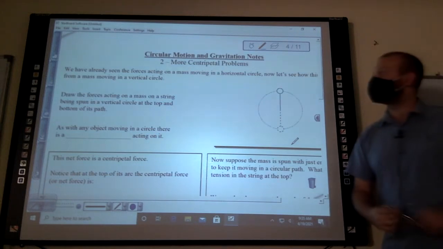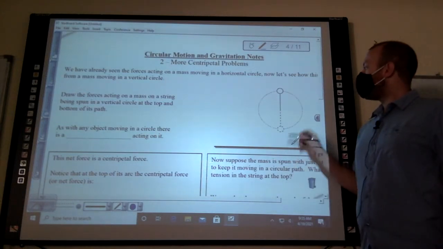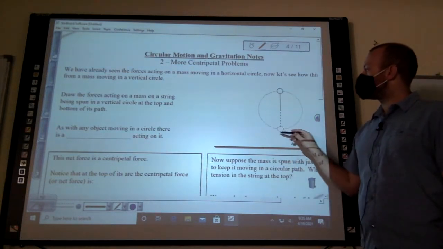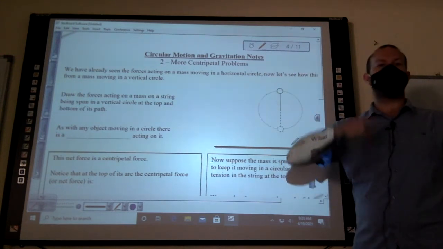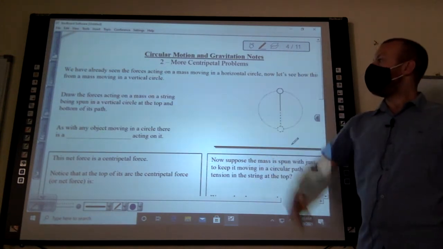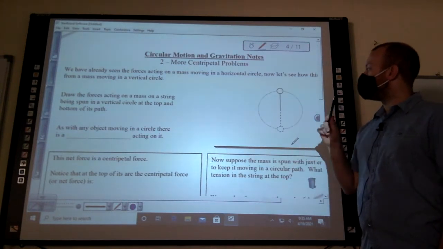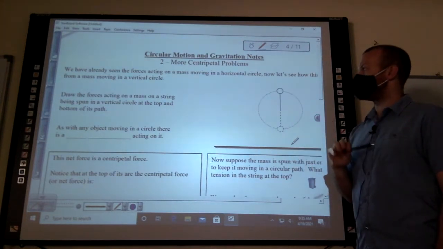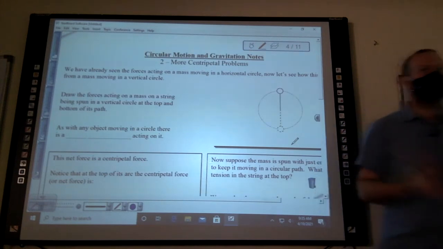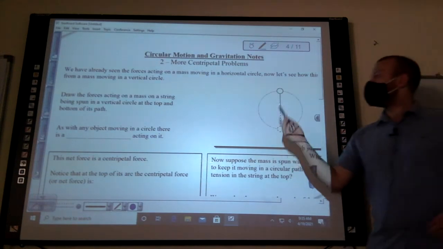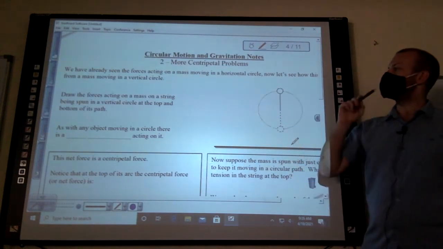Now we're doing vertical. So suppose this is a mass attached to a string and it's now doing a vertical loop like this. We want to look at what are the forces acting at the top, what are the forces acting on the bottom. So basically, what's the free body diagram at these 2 points? So at the top, what forces do I have acting?